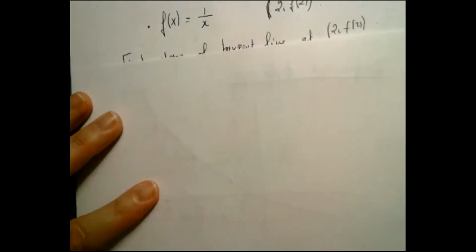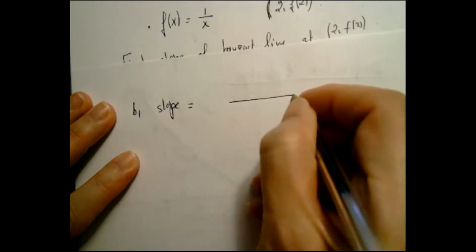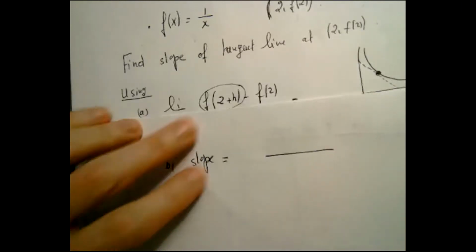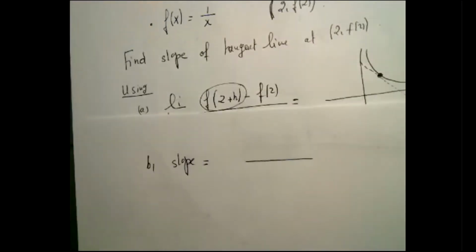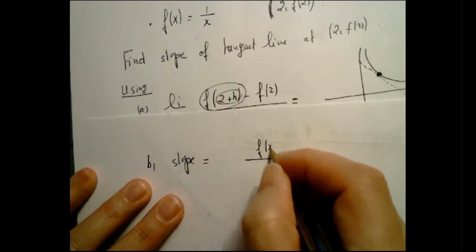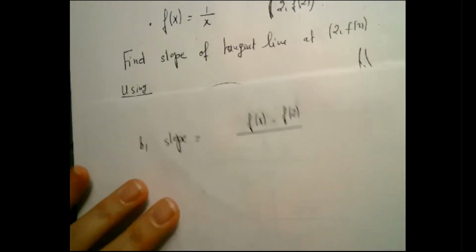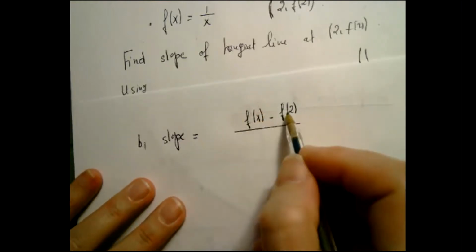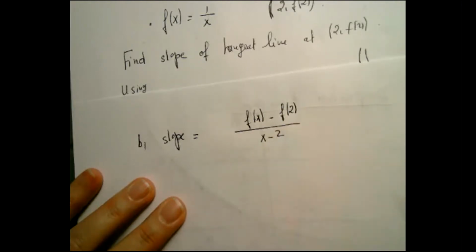So now we're going to use the second definition. Let us see how it changes. So the slope equals... Instead of calling this 2 plus h, now I keep it x. So that's really the change. I call this f of x minus f of 2. But in this case, that's the change of output. The change in input is going to be x minus 2.